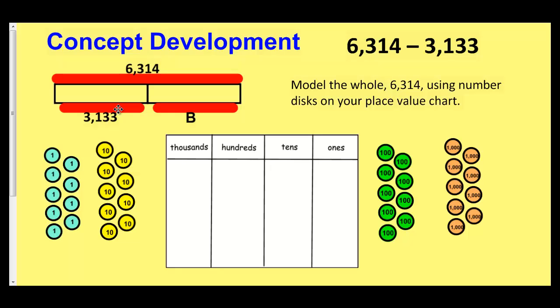So I want you to draw another place value chart, just like the one that you see here. And we are going to model our whole, which is 6,314, because that's what we're going to be taking away from. So it's really important that we model that. Once you get your place value chart drawn, I want you to go ahead and put your place value disks on here. So I've got 6 thousands, 3 hundreds, 1 ten, and 4 ones.